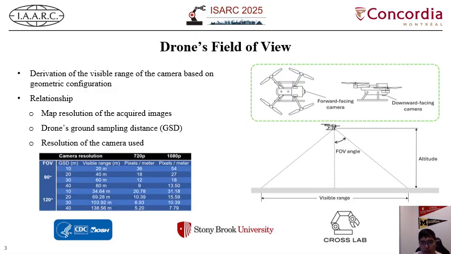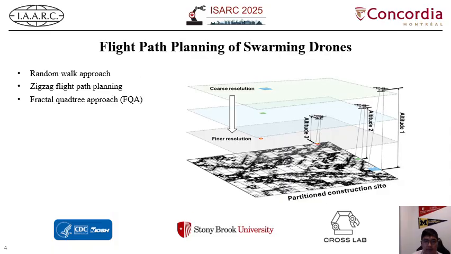To optimize drone deployment, we first analyze the camera's field of view and its relationship with resolution and ground sampling distance, GSD. This helps determine the visible range and image resolution at various altitudes, which is critical for planning efficient coverage. Then we also evaluated three flight path strategies: random walk, zigzag, and our proposed fractal Quadtree approach, FQA.